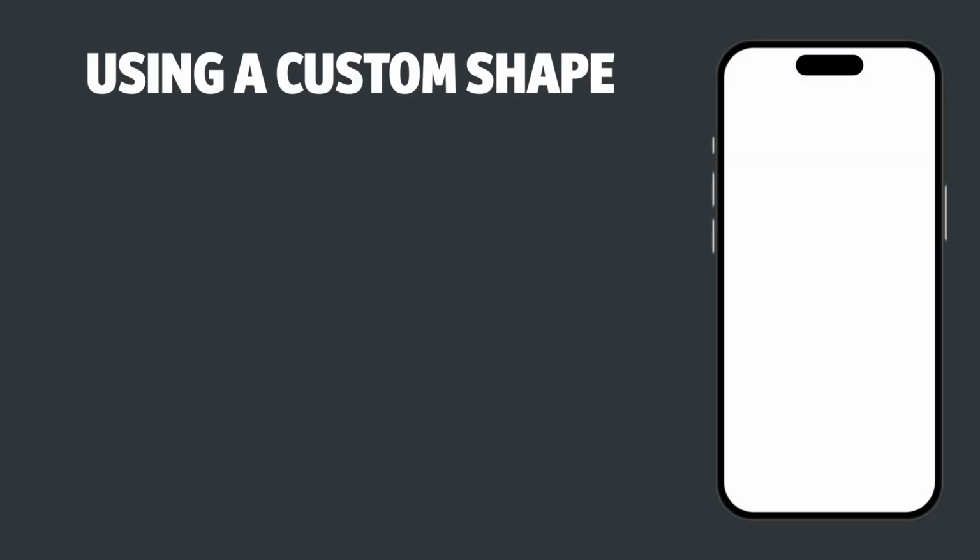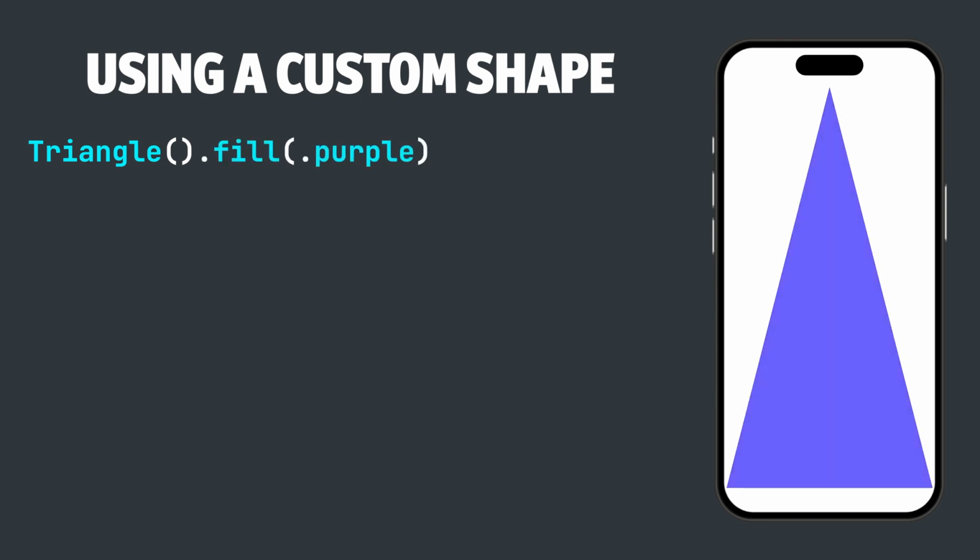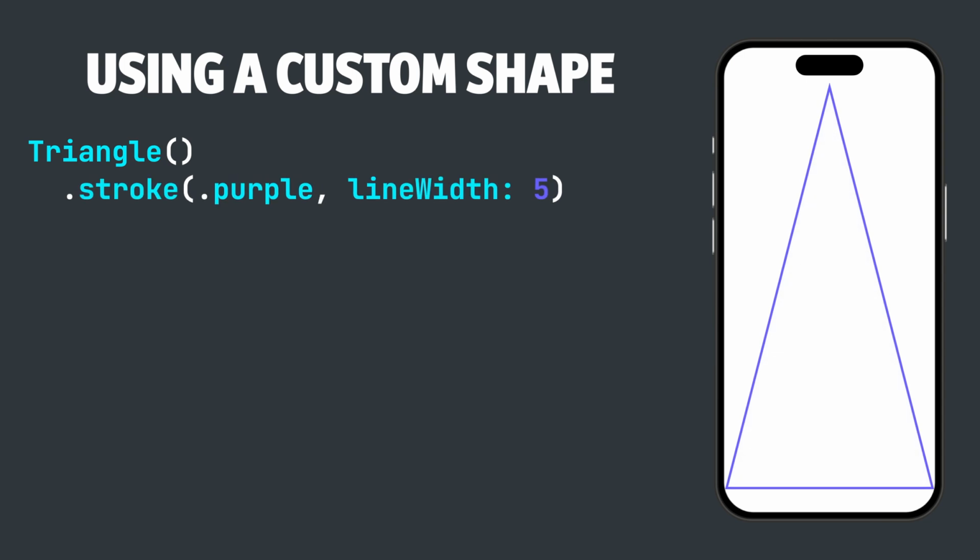Now when we want to use a triangle, all we have to do is add the following. And just like all shapes, we can change the fill color, we can add a stroke, and we can modify its frame.